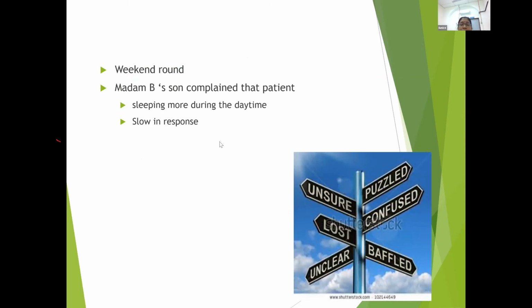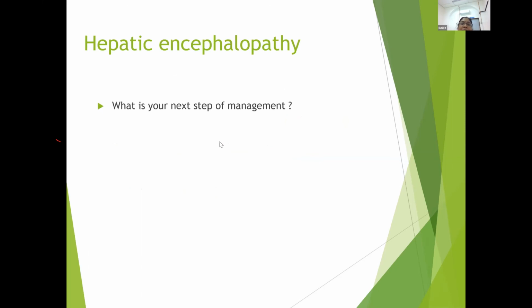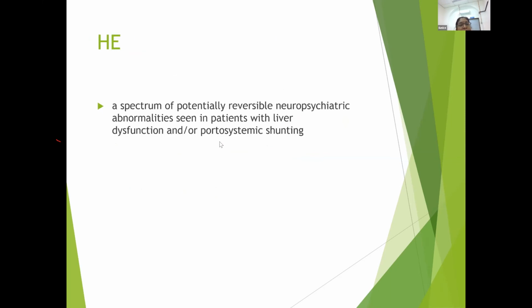So during the weekend round, Madam B's son complained that the patient has been sleeping more during the daytime and she is slow in response. What could be the diagnosis? So the third complication of portal hypertension is hepatic encephalopathy, after exclusion of other causes of brain dysfunction. So what is your next step of management?